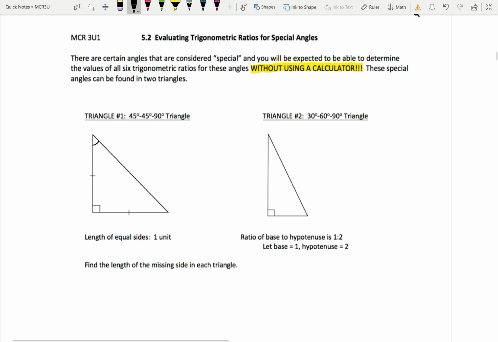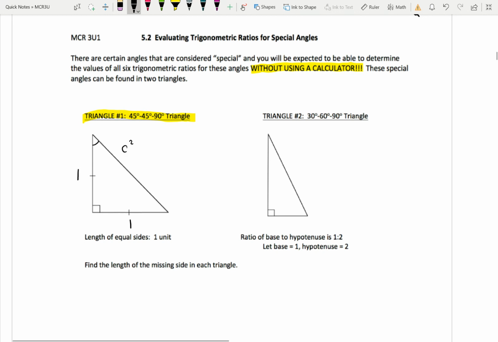So the first triangle that you need to memorize is called a 45-45-90. Basically, it's just the regular isosceles triangle with a right angle. If I have this triangle that's clearly an isosceles because two sides are equal, I'm going to allocate these two equal sides to have one, because one is the easiest number to work with.